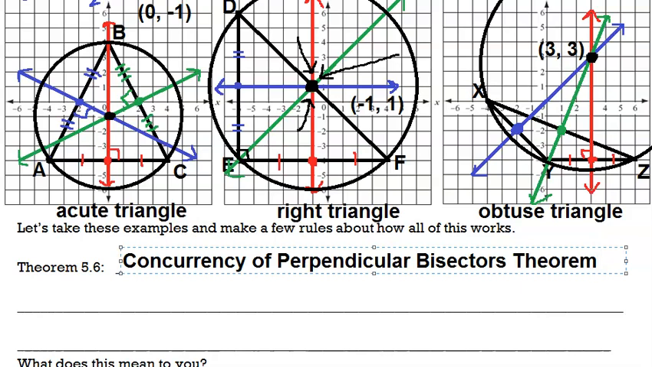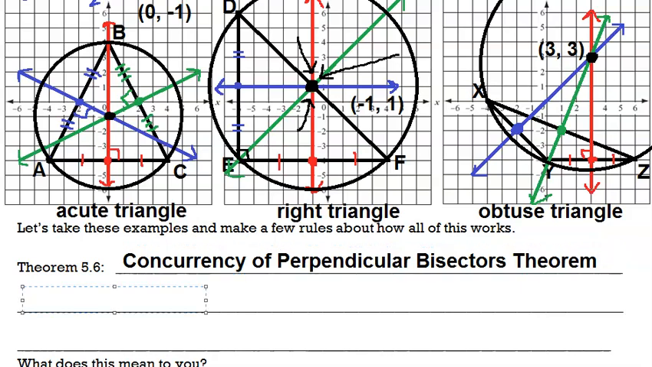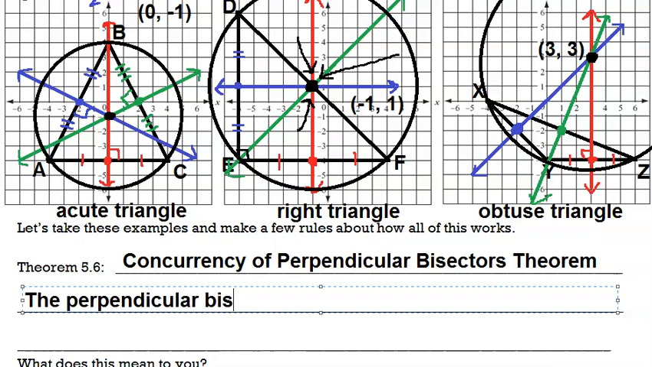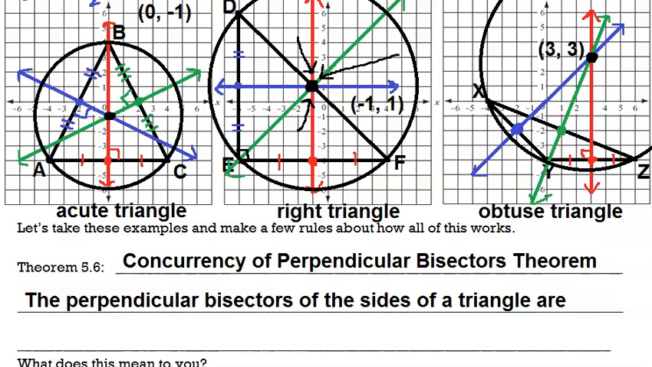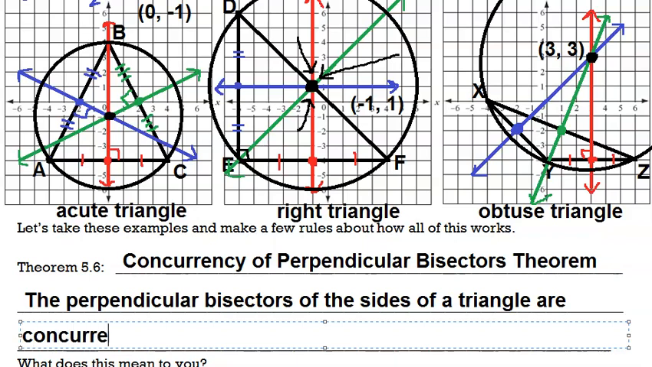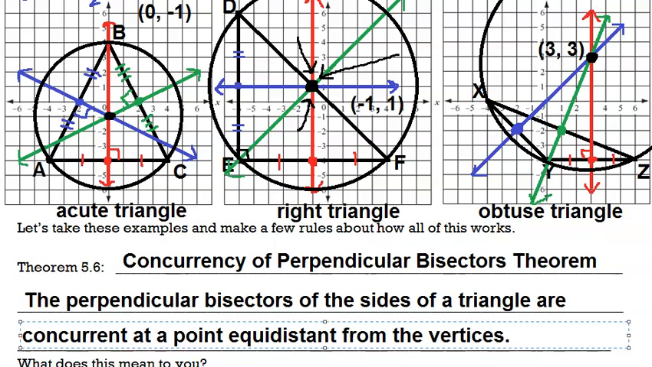It is the concurrency, and being concurrent, when you concur, you agree with someone. So concurrency is just where they agree. It's where they touch. The perpendicular bisectors of the sides of a triangle are concurrent, so as in they hit the same place at a point equidistant from the vertices.